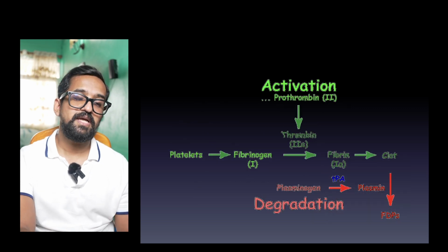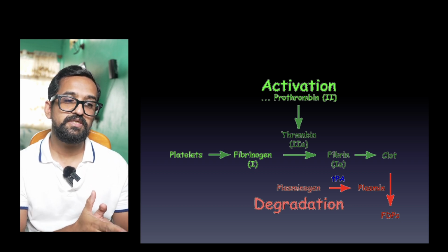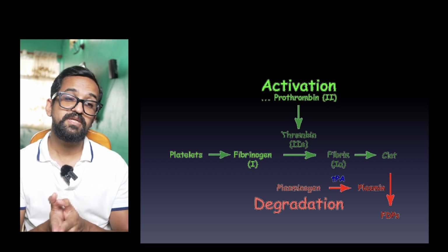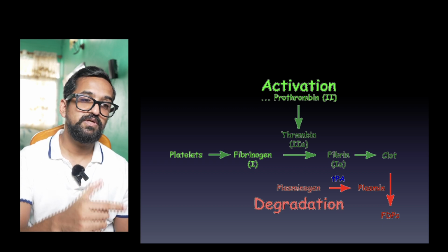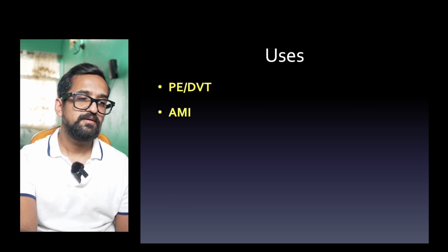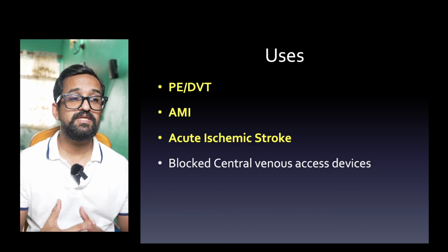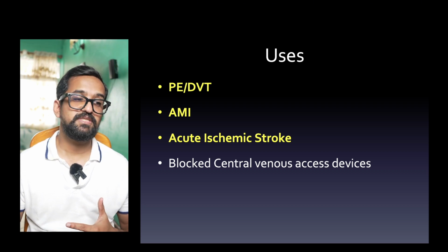Now this is a schematic showing what happens. Your platelets activate fibrinogen, fibrinogen causes fibrin, fibrin produces a clot. You don't want that clot, so you give fibrinolytics. The uses are many, but these are the common ones. Like in yellow, it's very common: PE, acute myocardial infarction, acute ischemic stroke.